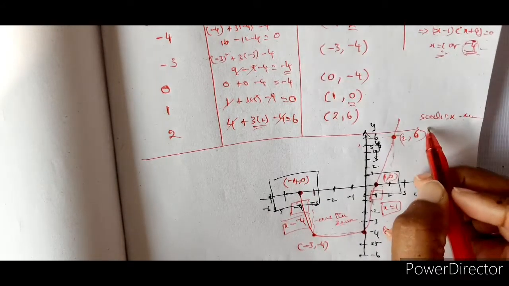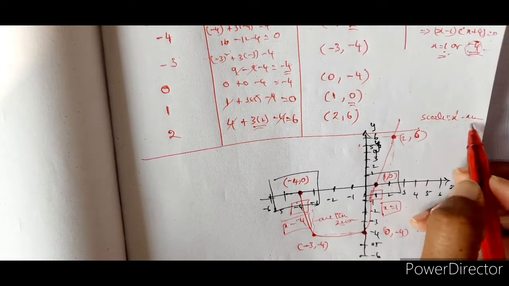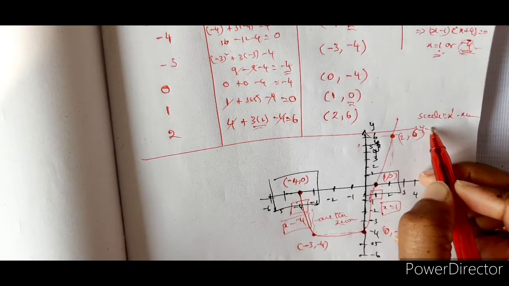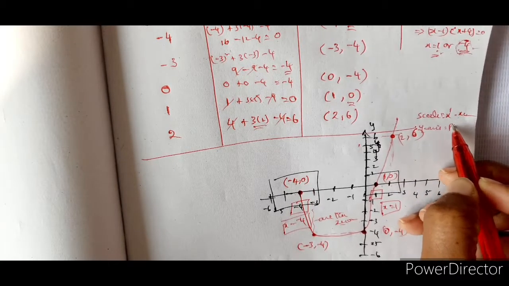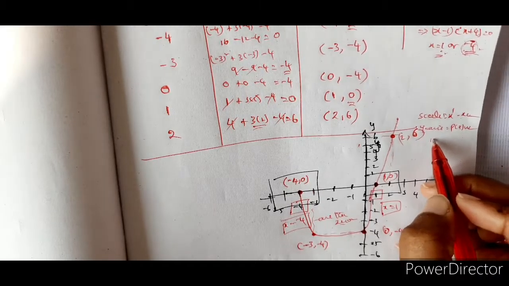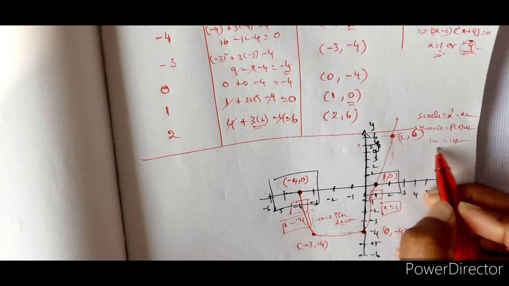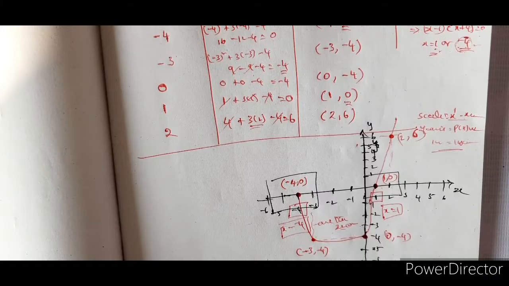X value. Right. So each one unit is 1 x value, and on y axis, what do we take on y axis? P of x value. Right. 1 unit is equal to 1 value. Like that you have to write.